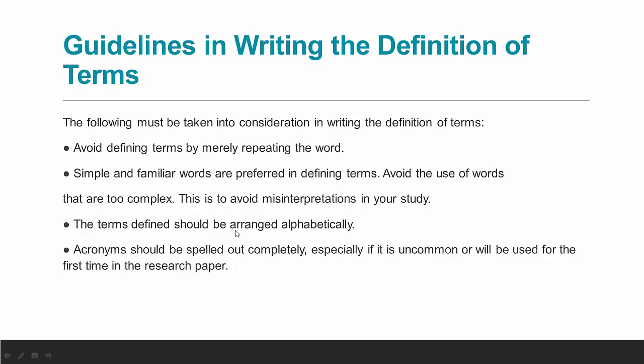The terms defined should be arranged alphabetically from A to Z. Acronyms should be spelled out completely, especially if uncommon or if they will be used for the first time in the research paper. This is your guideline. Then, steps in making a conceptual framework.